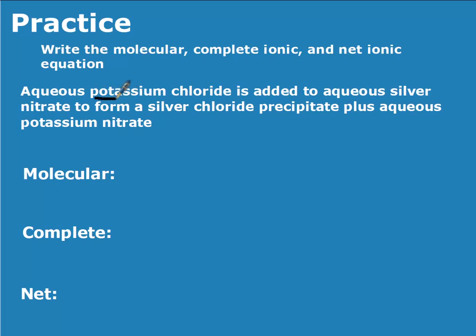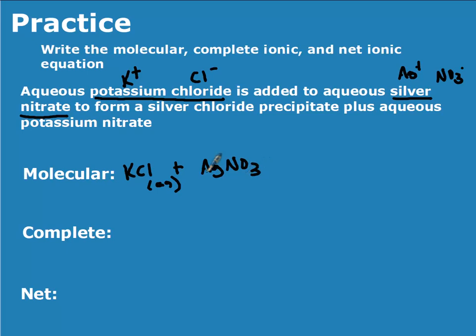So we have potassium chloride. Potassium has a +1 charge, chloride is just Cl with a negative. So we get KCl, and that's going to be aqueous. Plus, then we need our silver nitrate. Silver is a +1, nitrate is NO3 with a negative. So AgNO3, and again that was aqueous.